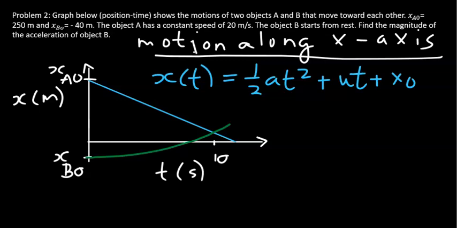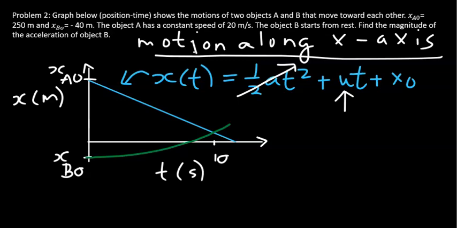Now, applying this equation to this line, we see the following. A has a constant speed along the x-axis, so there is no acceleration, there is no term. The first term, the half a t squared term, goes to 0. Now, we have speed, and that speed is constant.